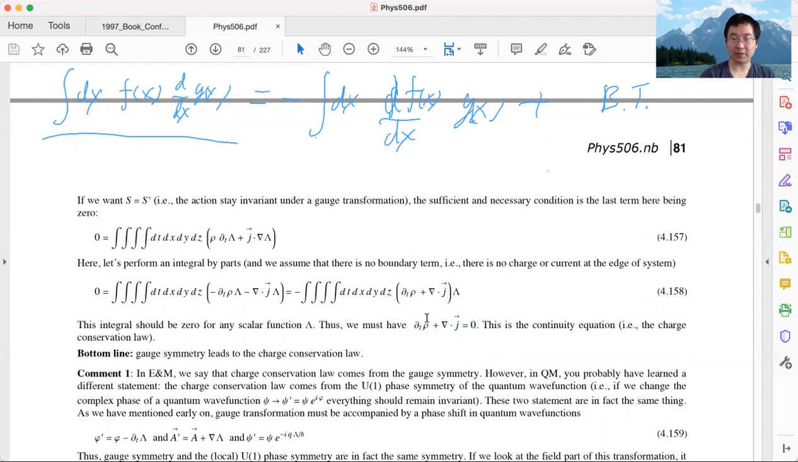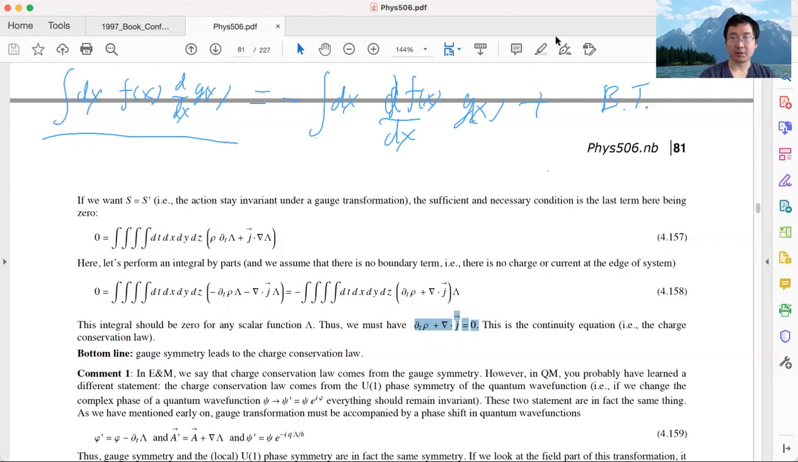It tells me if I want to change the charge, the only way to do that is to send in some current and make this current go through the surface. That is how you change the charge inside the system. So that is the continuity equation. Here we demonstrated that gauge symmetry, the so-called gauge symmetry, where everything stays the same no matter which gauge choice we use, immediately implies a continuity equation. And this is a conservation law. This is one example of Noether's theorem: a continuous symmetry gives us a conservation law.